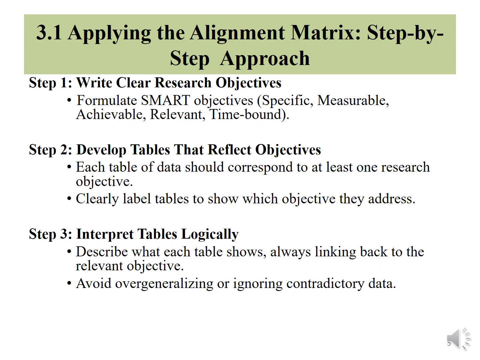Come to the third point, that is applying the alignment matrix, step by step approach. This application has 6 steps. 3 steps on this slide and the remaining 3 are on the next one. Let's discuss step 1. First of all, write clear research objectives. Research objectives must be SMART, meaning specific, measurable, achievable, relevant and time bound.